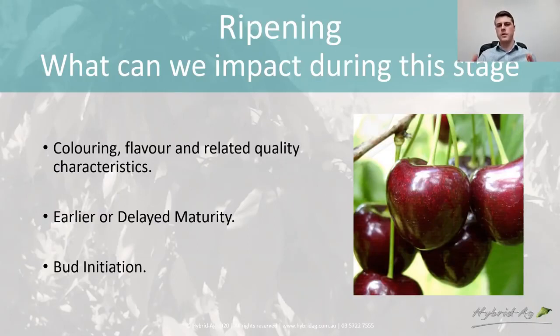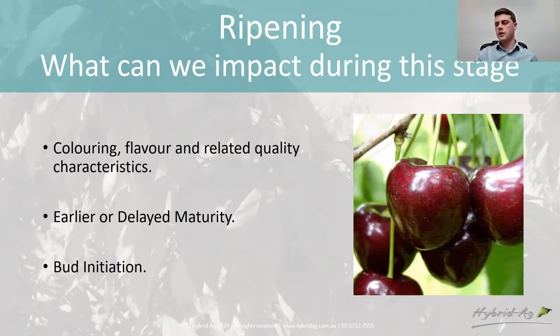But probably one of the more important parts during ripening and harvest is that bud initiation is taking place. So this is where all of the buds for the next season are actually beginning to initiate in the wood, and it's probably quite a lot earlier than what a lot of us give it credit for, but it is quite a critical stage to ensuring we can maintain that crop load in the following year.